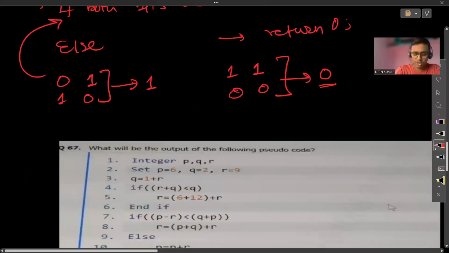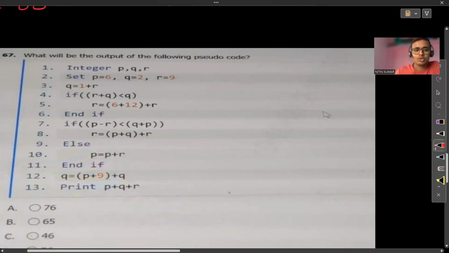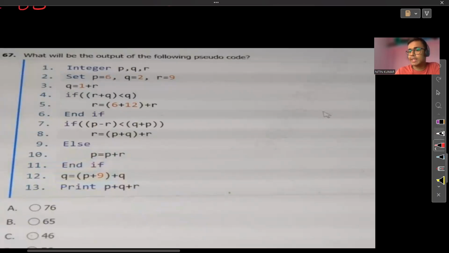Now we are moving to the third one. It is a basic if else concept. In the first line here also is the variable initialization of P, Q, and R. Then the initialization of the variables, 6, 2, and 9 are assigned to these variables. Now the third line itself says Q equal to 1 plus R. So what is the value of R currently? It is 9.